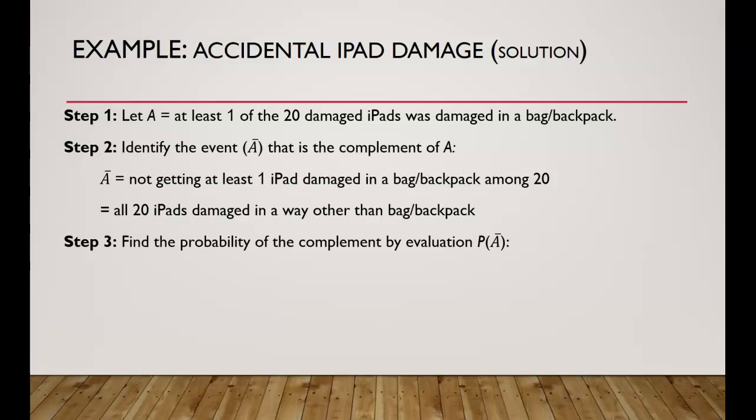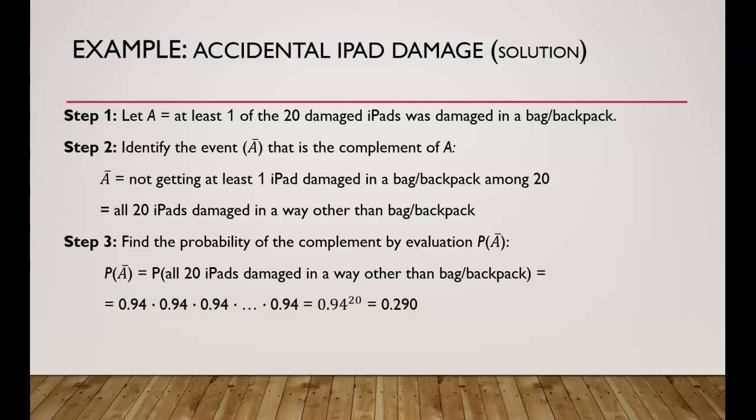Step 3. Find the probability of the complement by evaluating P of A bar. P of A bar is equal to P of all 20 iPads damaged in a way other than bag or backpack, which is equal to the probability that the first iPad was damaged in a way other than bag or backpack, times the probability that the second was damaged in a way other than bag or backpack, and so on 20 times for all 20 iPads.